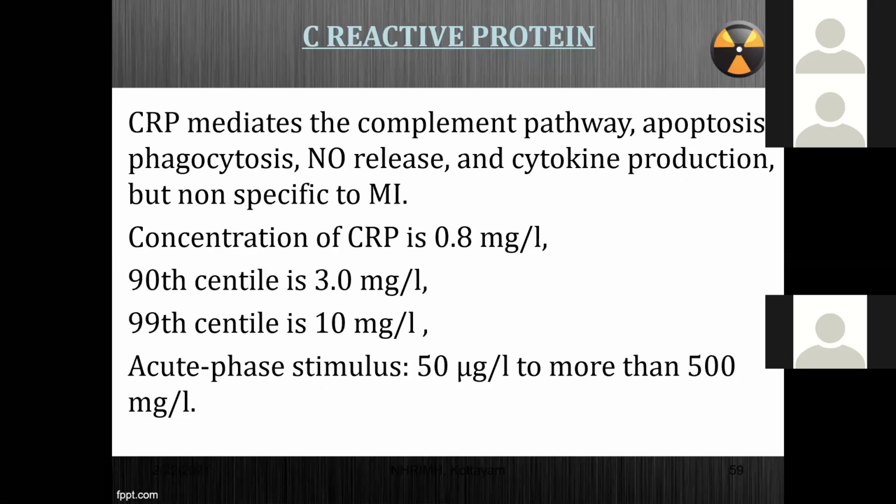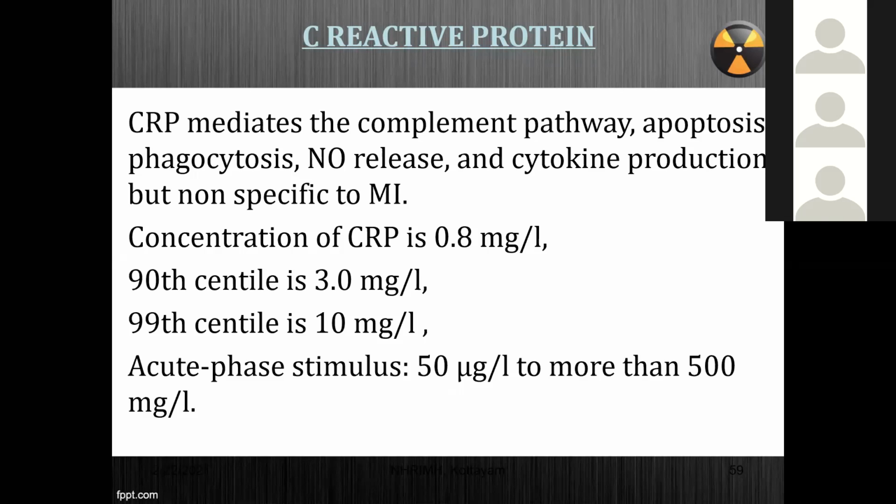That is most important. If the patient has rheumatoid arthritis, CRP will be around 30 to 40, and we can't say much. But if last week's report was 30 and today suddenly it is 50 with chest pain, then yes, we have to consider it. The 90th centile is 3.3 mg per liter, whereas the 99th centile is 10. Beyond 10, you can't take risk. With an acute phase stimulus, it can go up to 500 also. So CRP is supportive.